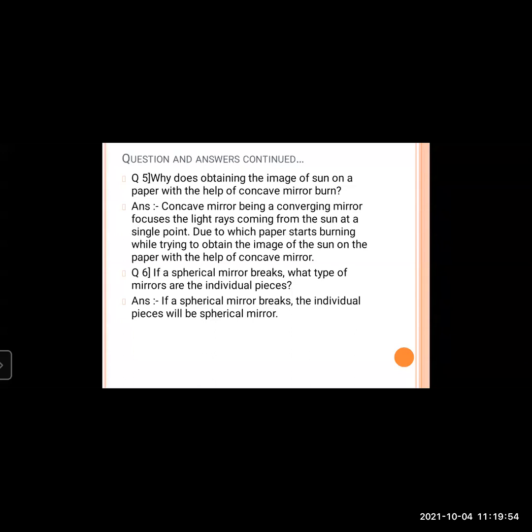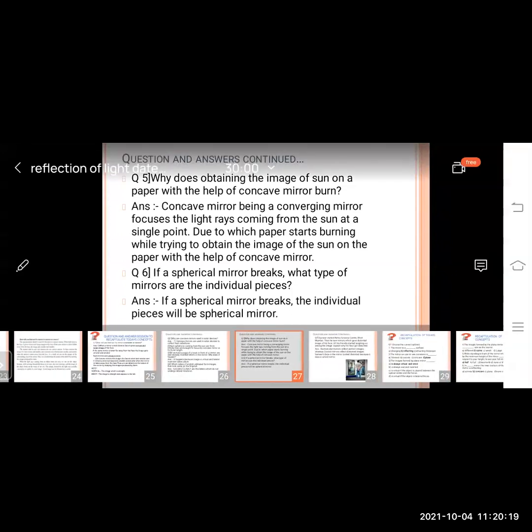If a spherical mirror breaks, what type of mirrors are the individual pieces? If a spherical mirror breaks, the individual pieces will be spherical mirrors. If a plane mirror breaks inside our home, do we see laughing mirrors generated from those plane mirrors? No. The mirrors remain one and the same. So if a spherical mirror breaks, all the individual pieces will also form spherical mirrors.